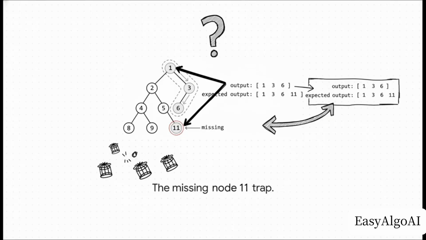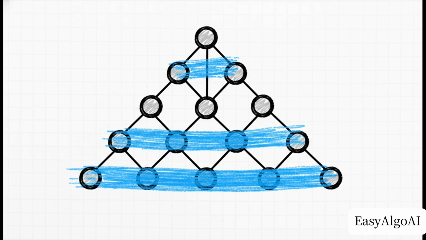If we trace a path straight down that rightmost branch, we grab nodes 1, 3, and 6. But wait, check out the bottom left. Because this specific tree actually happens to be left-heavy at the very bottom, traversing only the right branch completely misses node 11. It's totally left out, and our output falls short. So the absolutely crucial takeaway here is that a single branch traversal is just never going to be reliable.